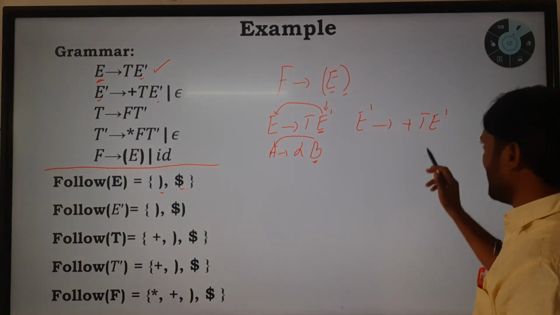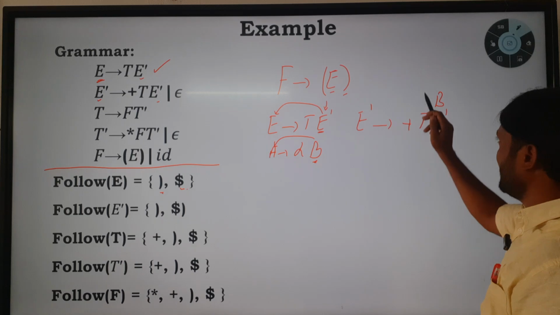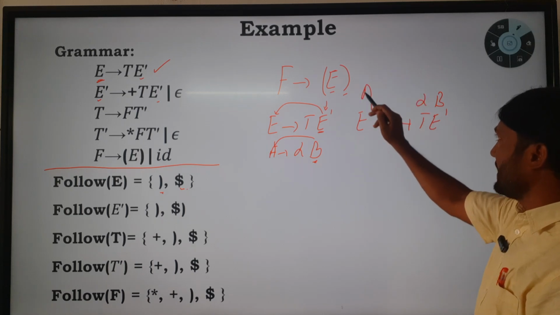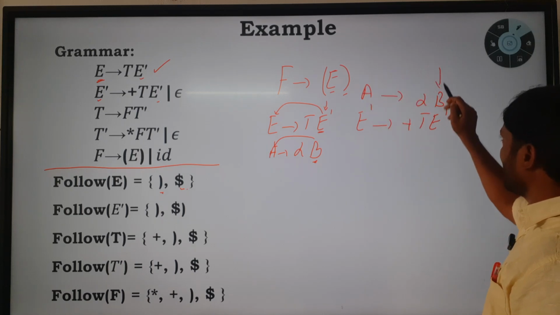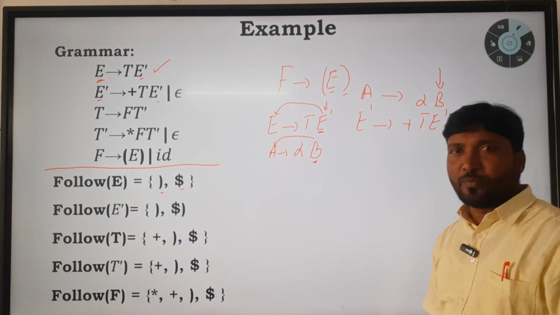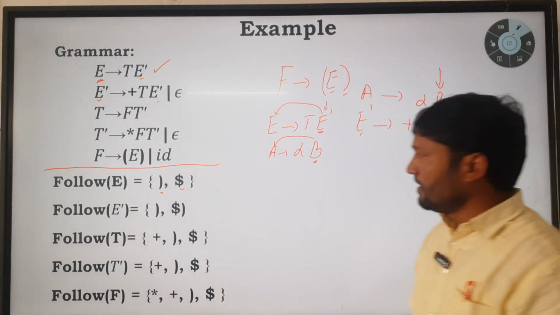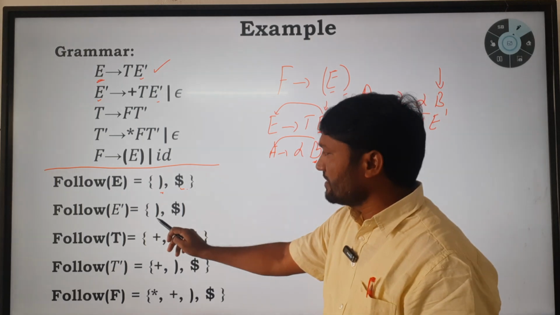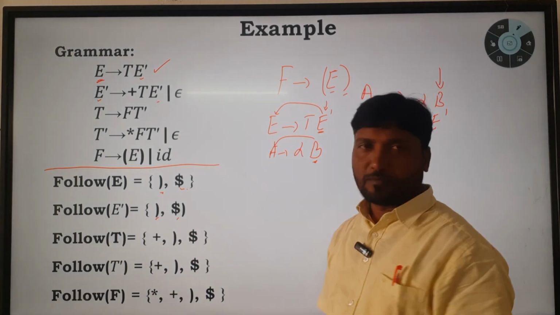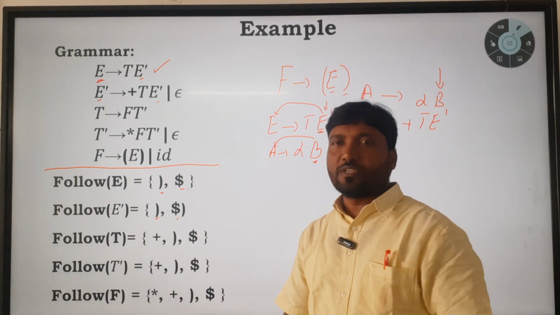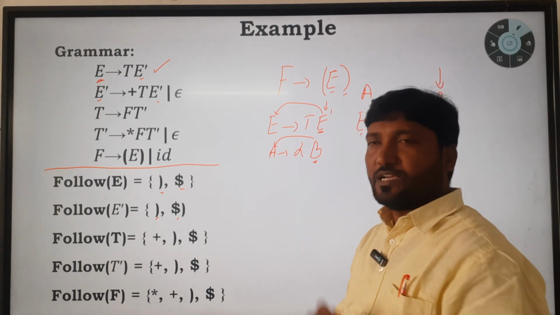The same applies here. Now come to the second production. This becomes the capital B, this is alpha, this is A. That means we are going to calculate follow of B, so follow of E dash equals follow of E dash. What are the symbols in the follow of E dash? Close bracket and dollar. So this is how to calculate the follow function for E dash.